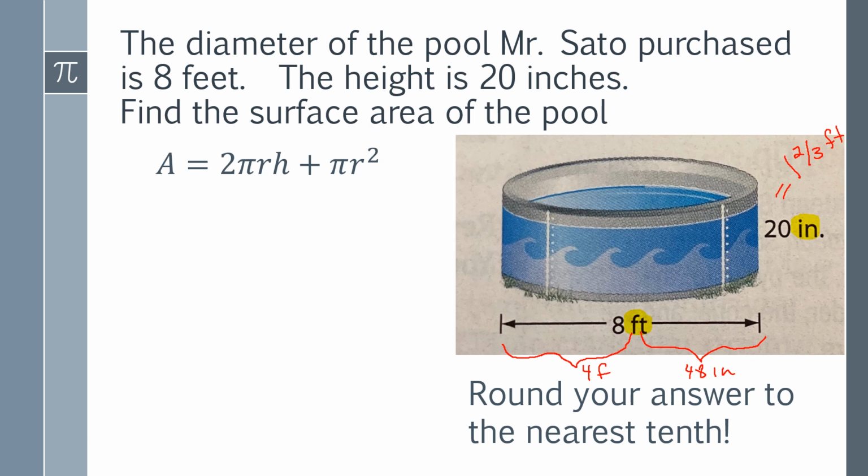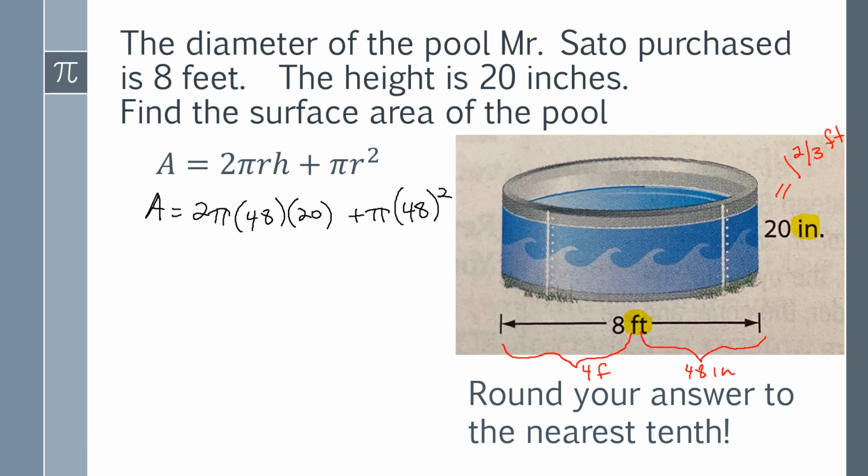So let's go ahead and use our 48 inches, right? So our area here is going to be 2 times pi. Our radius is 48 inches. Our height is 20. Plus pi times the radius, which is 48 squared. Now we're going to get some big numbers, but we're using calculators, so that's not going to be an issue.